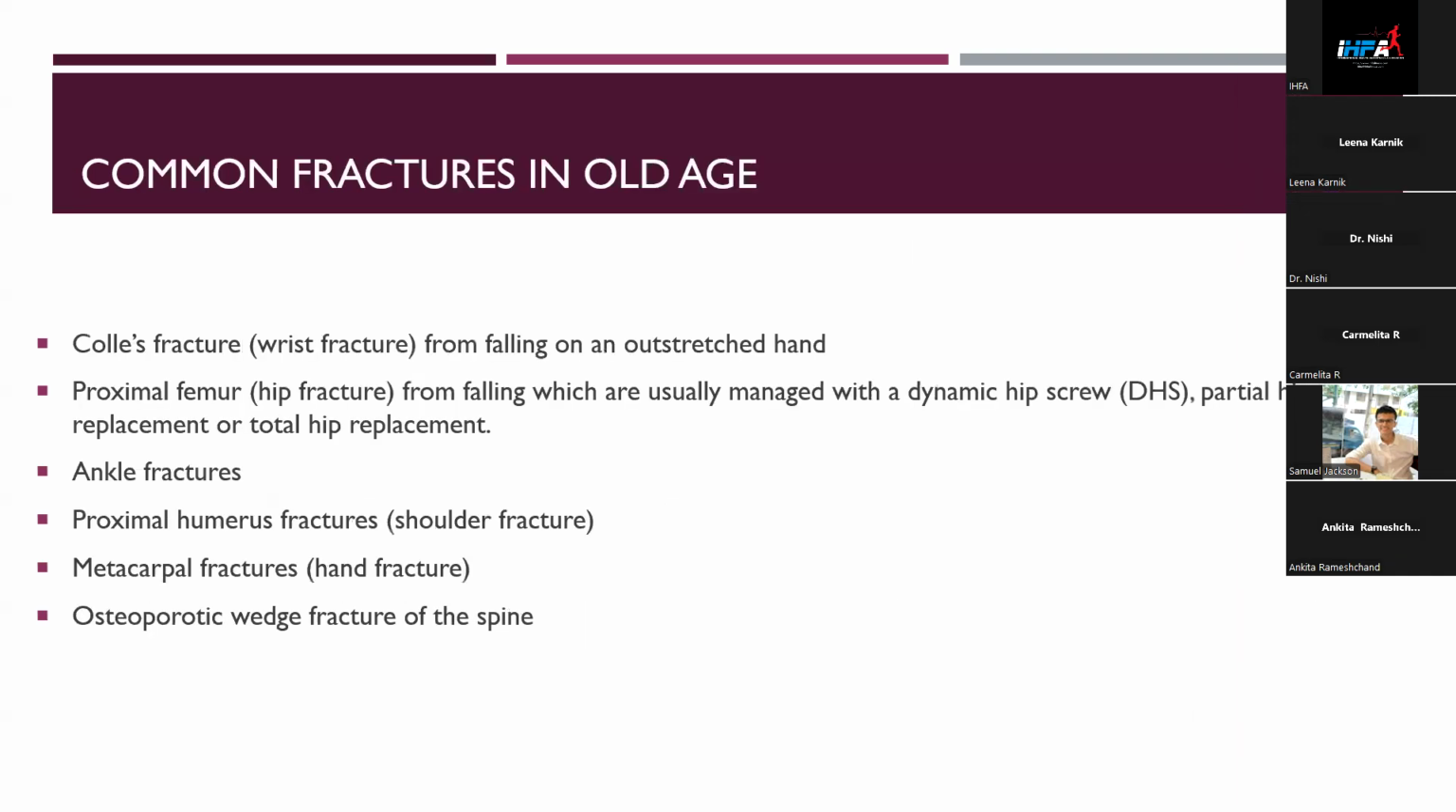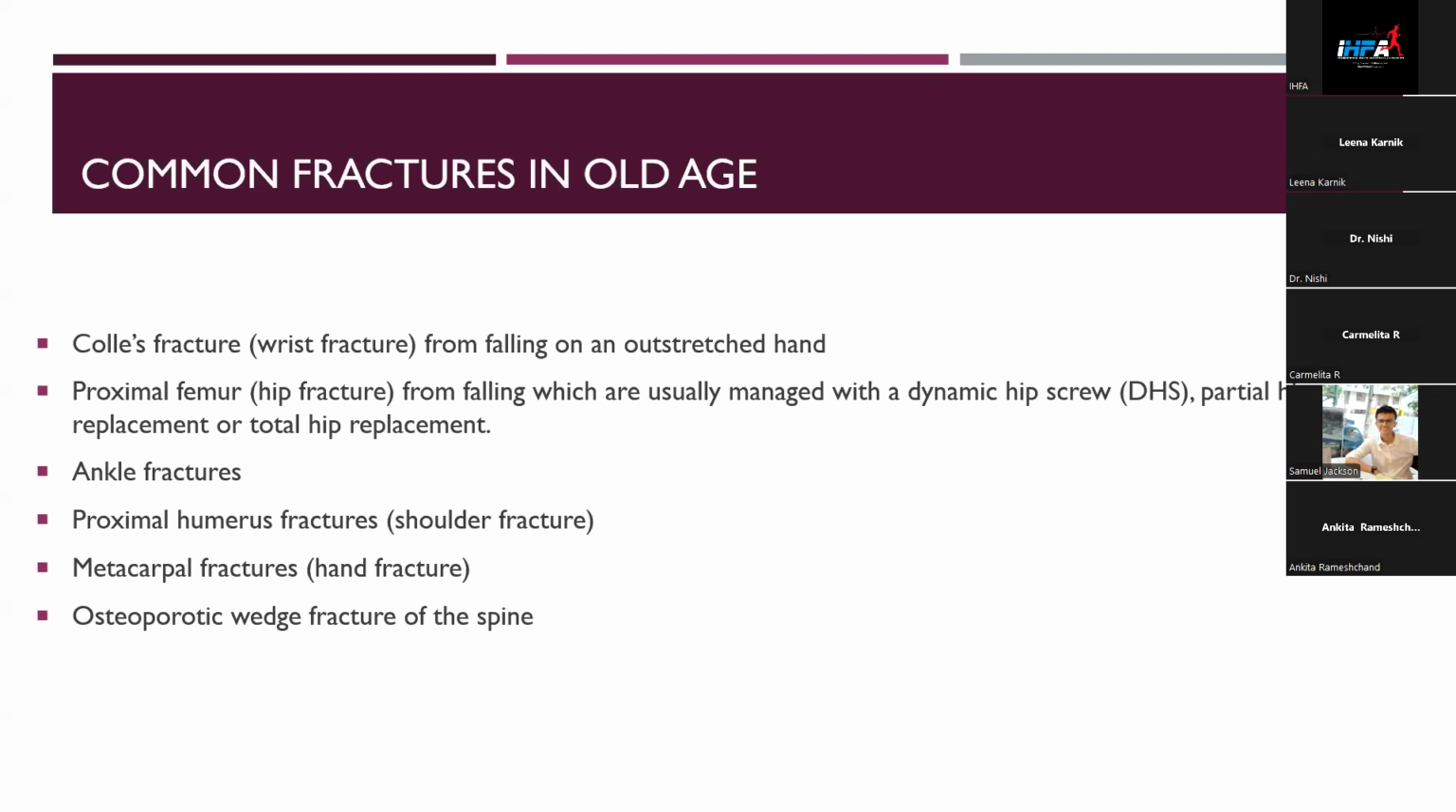Which are the most common fractures we see in old age people? One is a Colles fracture. Why is it most important? Because whenever a person is falling, the first thing they do is put out a hand to protect themselves. So when they put out the hand, the wrist impacts the ground, and that impact can cause a Colles fracture. Second is a proximal hip fracture, most commonly of the head of the femur, the IT fracture, or the neck of the femur. It is mostly managed by a total hip replacement, partial hip replacement, or PFN, which is proximal femoral nailing, mostly done in old age individuals.